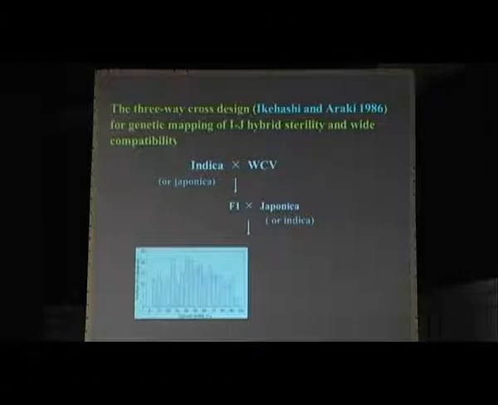Then Professor Ikehashi in Japan designed a cross called the three-way cross to do genetic analysis for so-called wide compatibility genes. Make a cross between Indica and wide compatibility, get F1, and then cross to a Japonica variety. This is what you are getting, and then we could see the segregation of the population. This data can be used for genetic mapping or genetic analysis to infer the number of genes. It can be mapped to linkage groups.